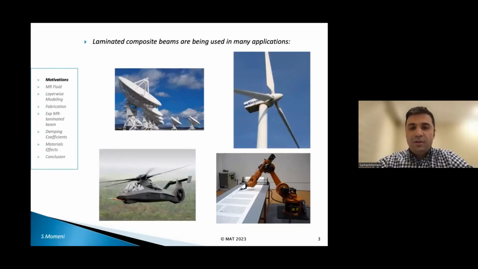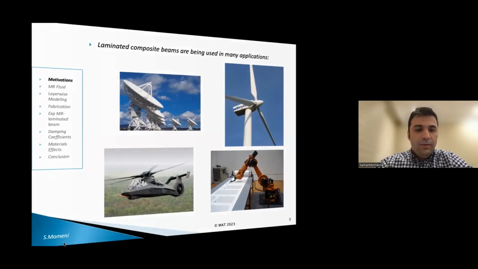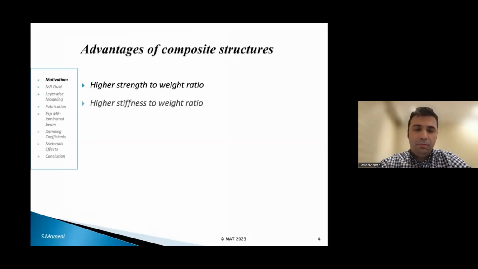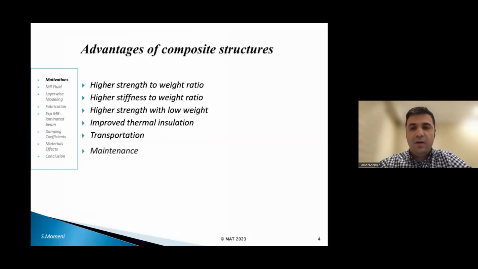Laminated composite structures or beams are being used in many engineering applications, such as wind turbine blades, helicopter blades, arms of robots, and satellites, and many other engineering applications, as you know. The advantages of composite structures consist of the items below. The first one is higher strength to weight ratio and higher stiffness to weight ratio. The composite structures have higher strength with low weight.